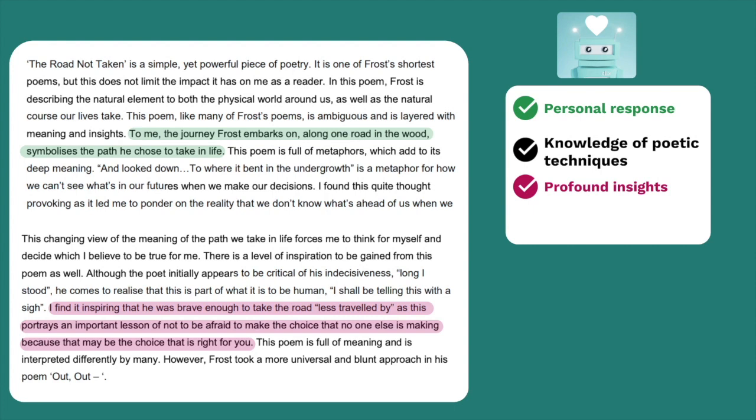I also really liked how this student leads into their next main body paragraph with the sentence, "However, Frost took a more universal and blunt approach in his poem Out Out." I think these kind of lead-in sentences are rarely used by students, and I think they read very nicely and can often help your essay become more fluid and even more organised.